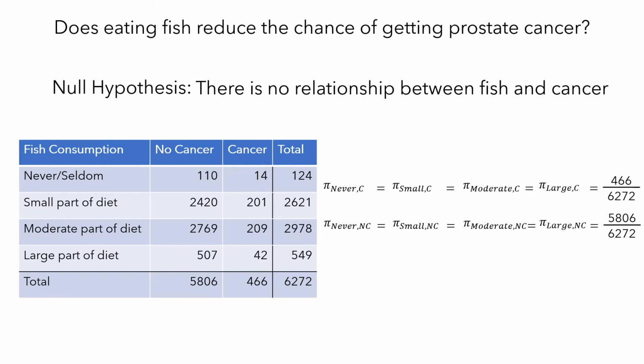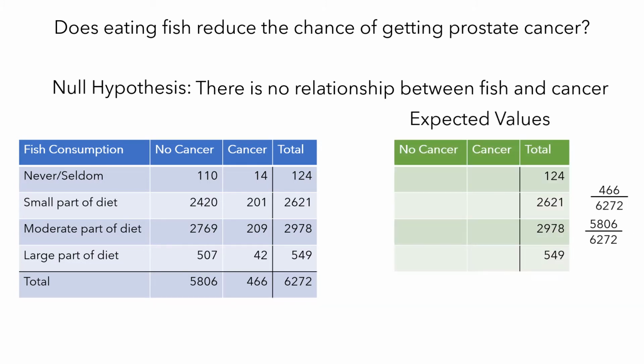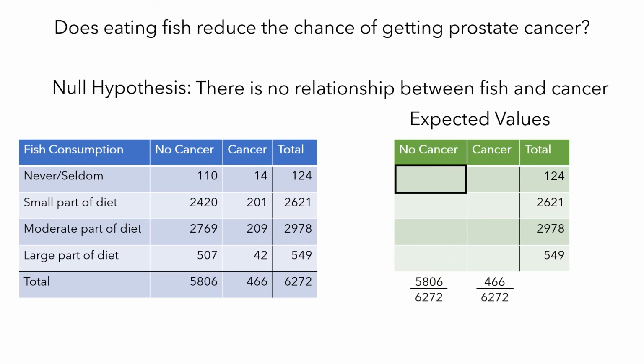After creating the null hypothesis, we use it to compute the expected values, the number of people in each cell of the table, assuming the null hypothesis is true. I'll make some space to compute these values. Now, for the number of people who never eat fish, there are 124 of them, and if the null hypothesis is true, we'd expect 5,806 out of the 6,272 of them to not have cancer. So we'd expect 114.79 of them to not get cancer.